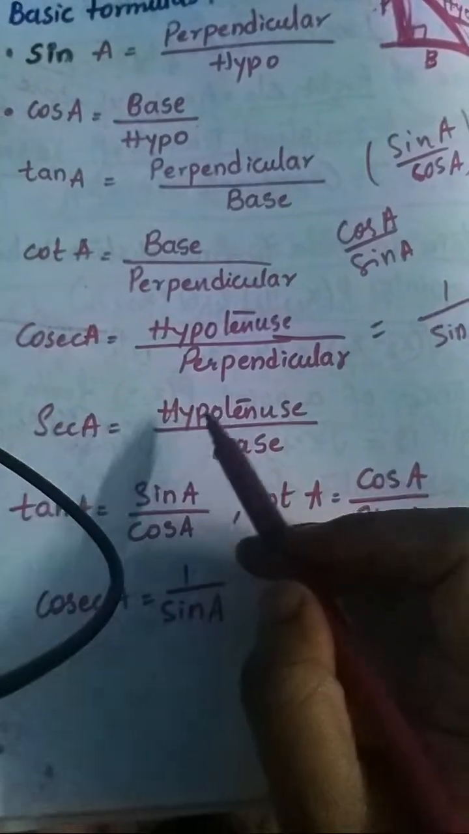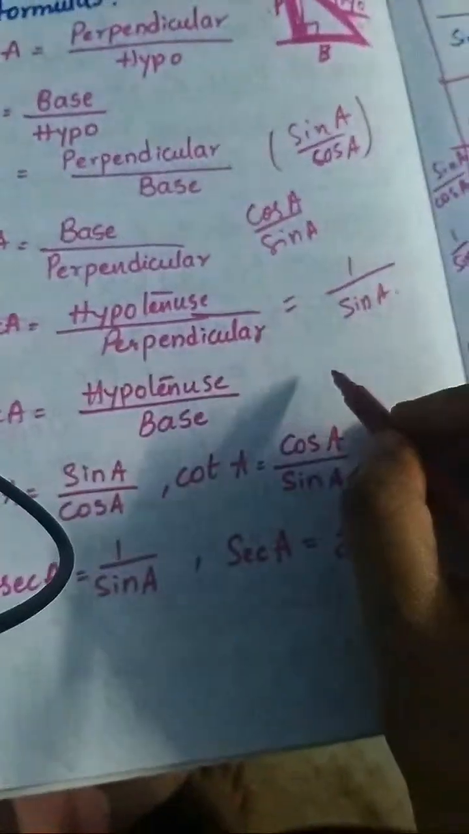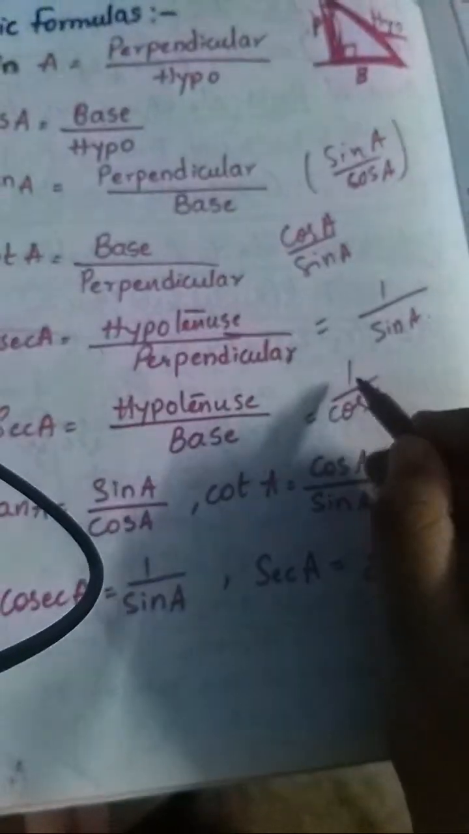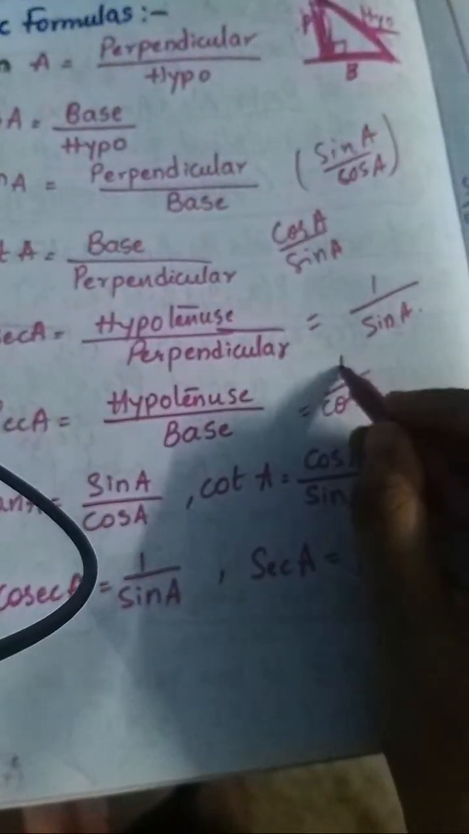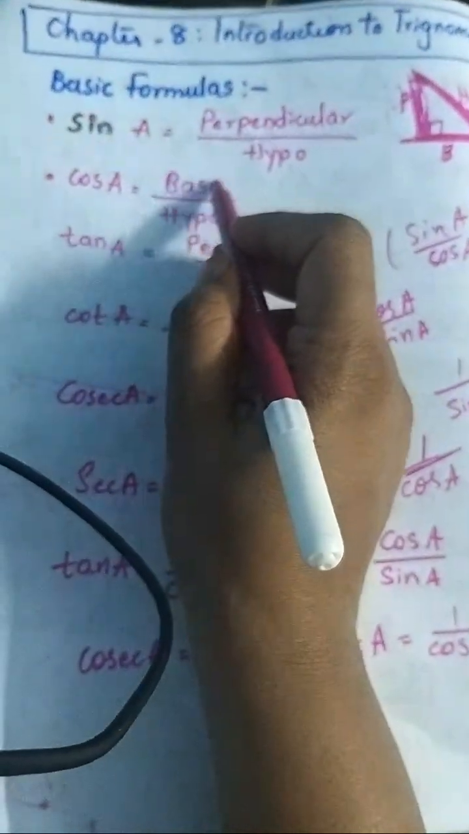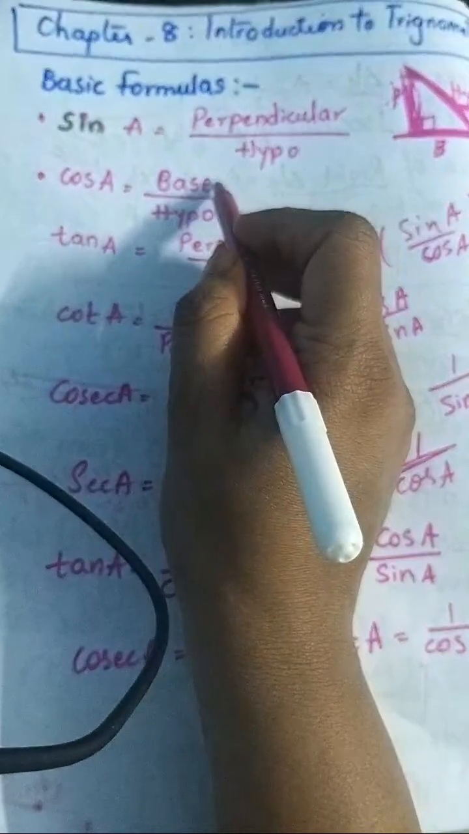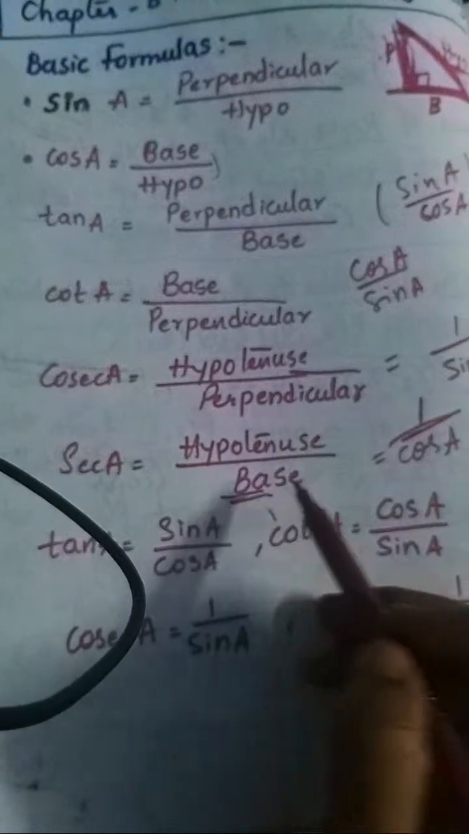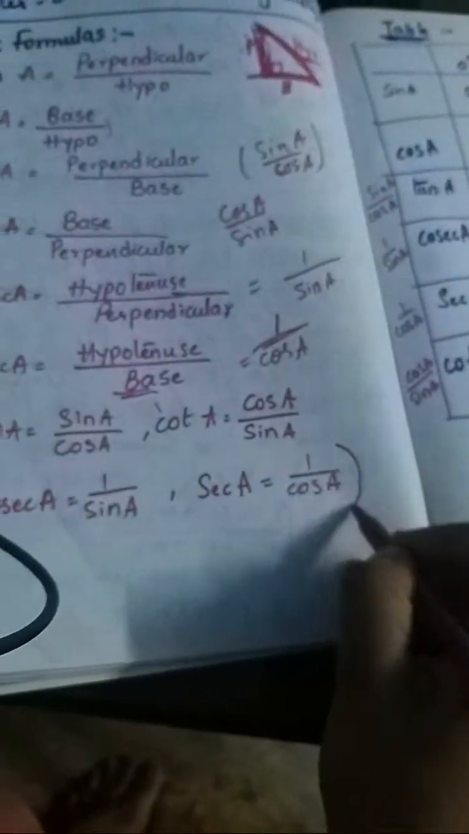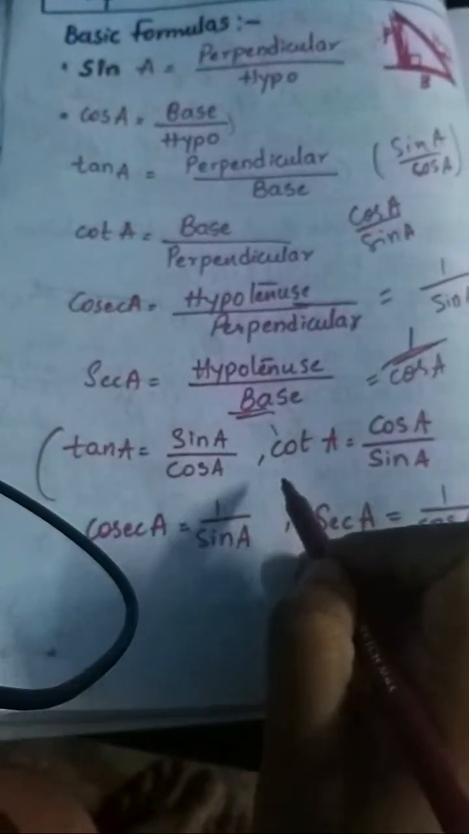Now sec means what, children? Sec is 1 by cos A. We take the cos A value and do 1 by it. 1 by cos means the denominator goes to the numerator, meaning hypotenuse by base. Okay, hypotenuse by base. Here I have written this in short. We have to remember like this.